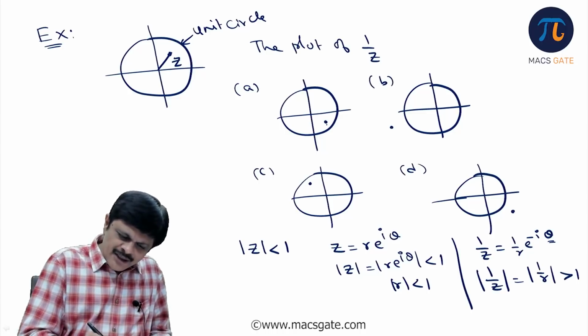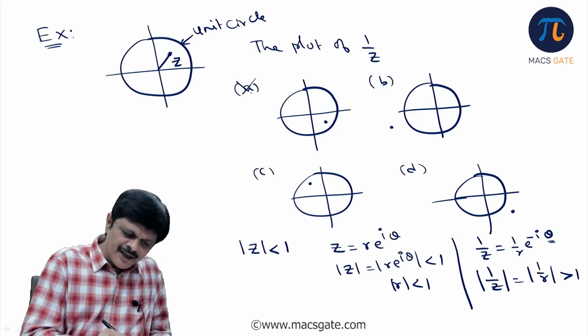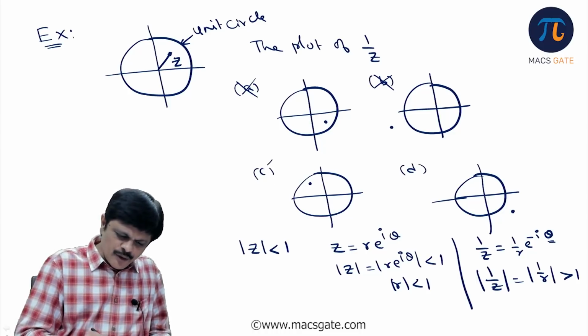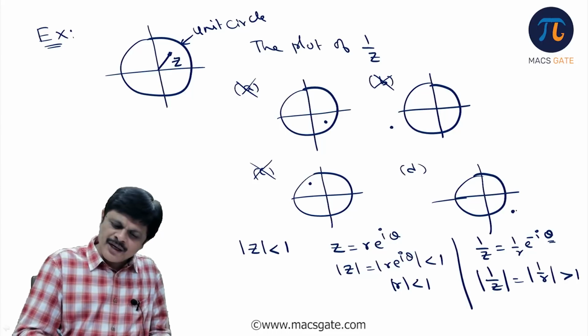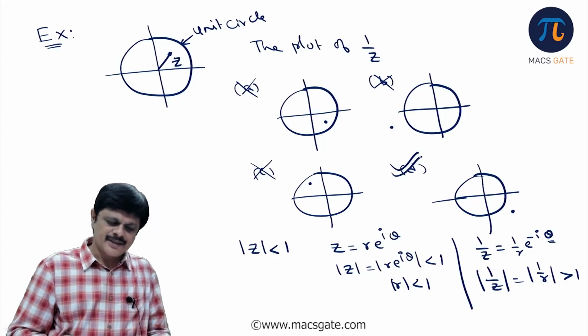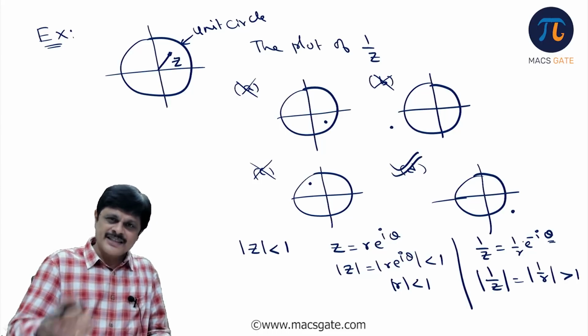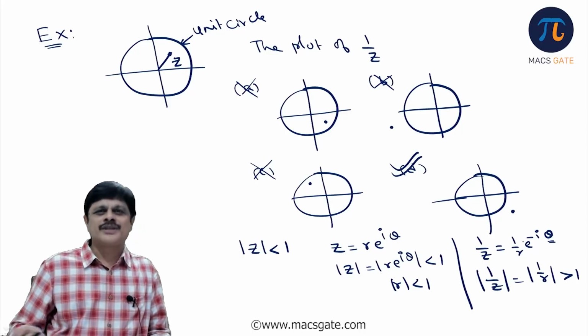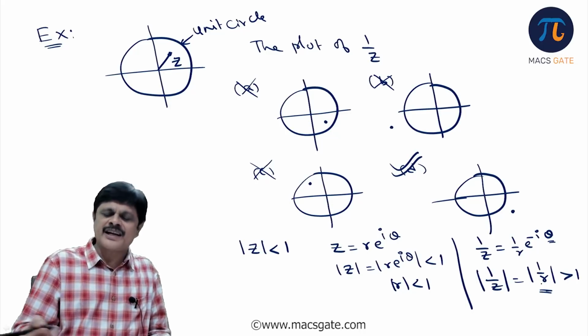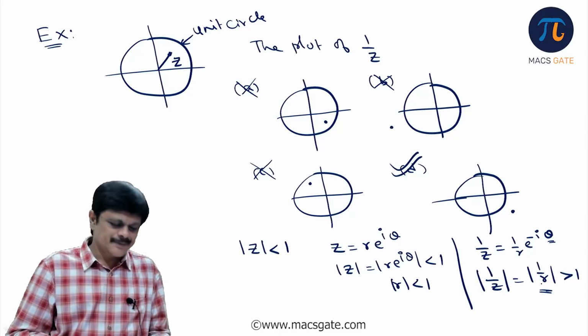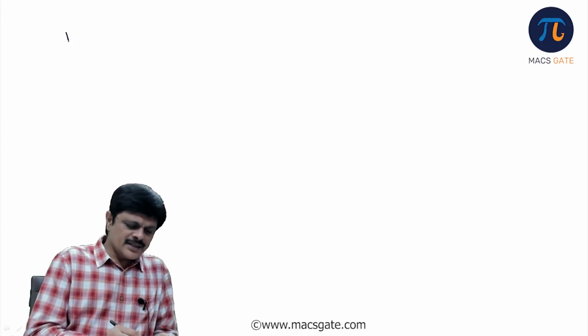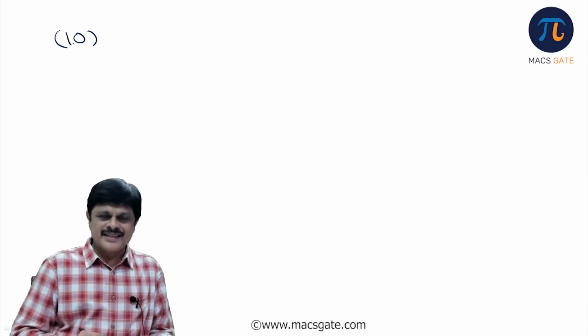So fourth quadrant but inside the circle, fail. Third quadrant, fail. Second quadrant, fail. Fourth quadrant outside the circle, so this is the correct answer. Am I clear? Minus theta means fourth quadrant outside the circle, because this value is greater than 1. That's it. Now let us understand some important circles.